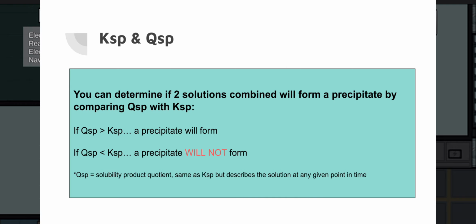Ksp can also be used to predict if two solutions combined together will form a precipitate. You compare Ksp with Qsp, where Qsp is the same as Ksp, except it describes the solution at any given point in time. Remember, Ksp describes the solution at equilibrium. So if Qsp is greater than Ksp, a precipitate will form, but if Qsp is less than Ksp, a precipitate will not form.